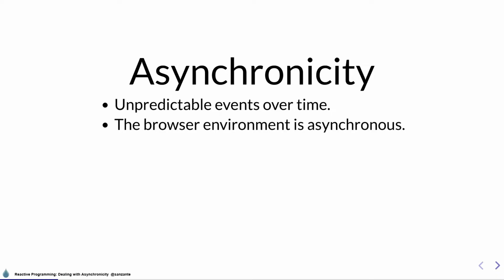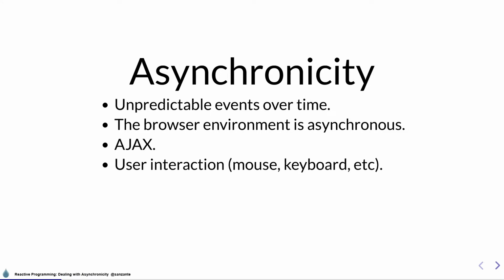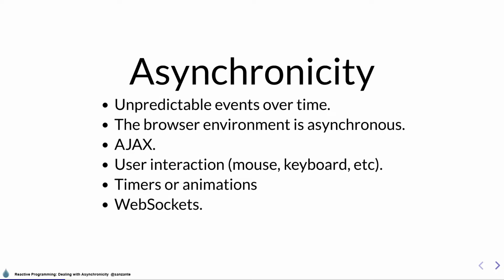But in the browser, this is not true. We don't know when many operations will return their data. AJAX operations are the main example, but it's the same for workers, user interaction, WebSockets, timers, animation, and other sources of asynchronicity. And this makes it very complex to manage all these things. So how can we manage this uncertainty, this asynchronicity?